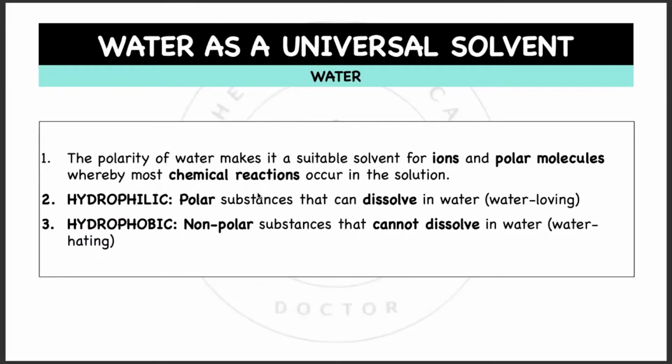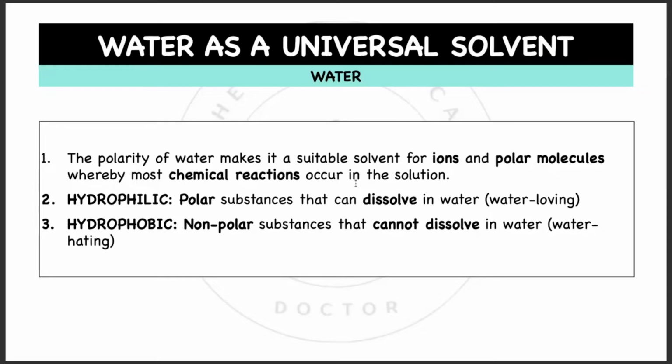A little bit on water as a universal solvent. As I mentioned earlier, you have one oxygen atom and 2 hydrogen atoms, and hydrogen is slightly positive, oxygen is slightly negative. So you have positive and negative, and the polarity of water makes it a suitable solvent for ions and polar molecules to react with water. So they allow chemical reactions to occur.